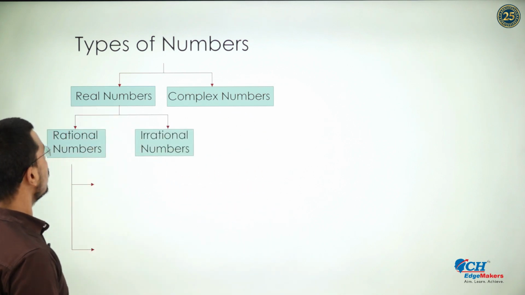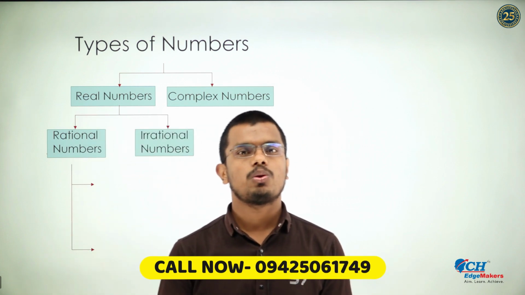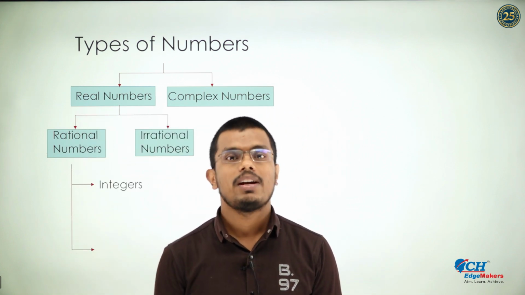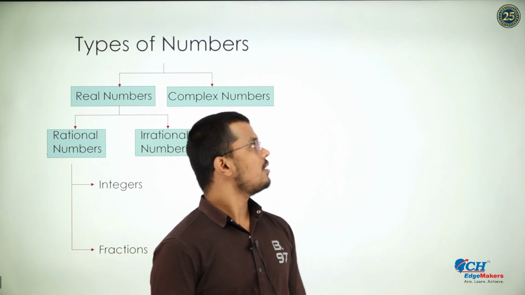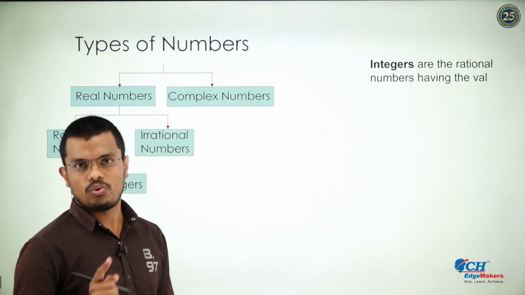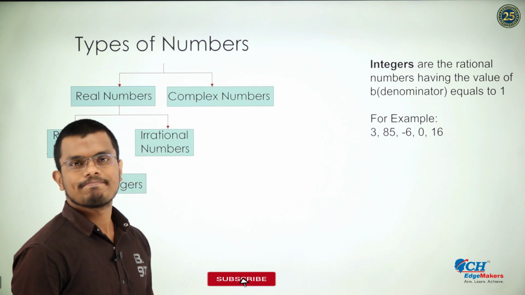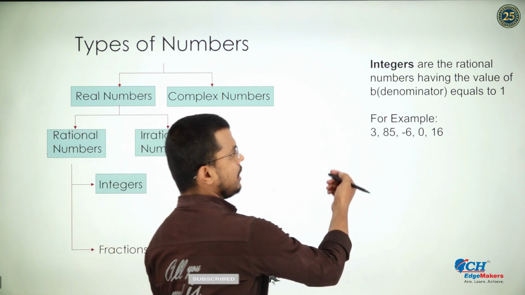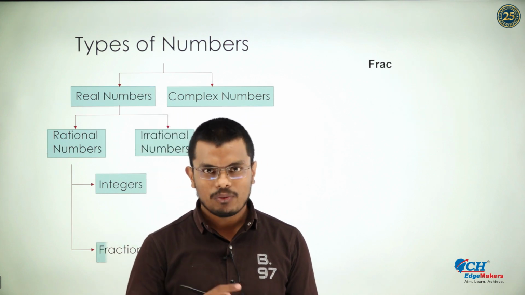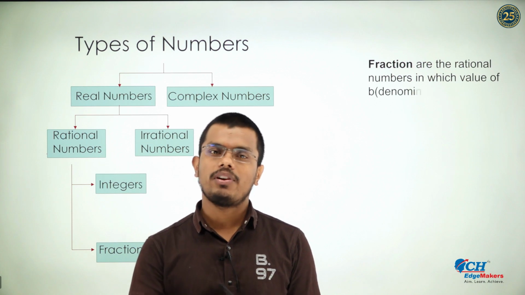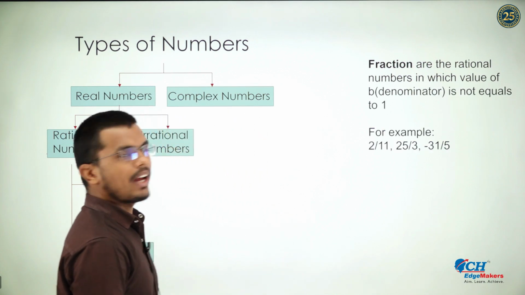Next, if we further try to classify the rational numbers, they are further classified into two types. The first one is integers and the second one is fractions. If you look at the integers, what are integers? Integers are the rational numbers where the value of b is equal to 1. For example 3, 85, minus 6, 0 and 16. These are all integers. And what are fractions? In fractions, definitely the value of b will not be equal to 1. These are the fractions.